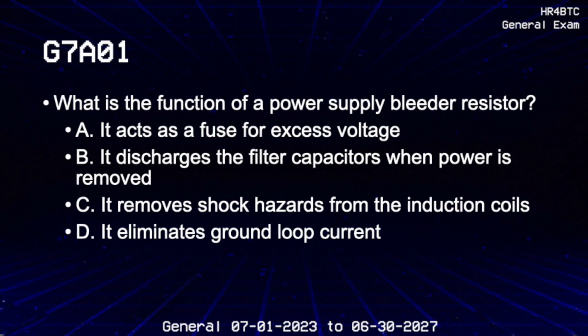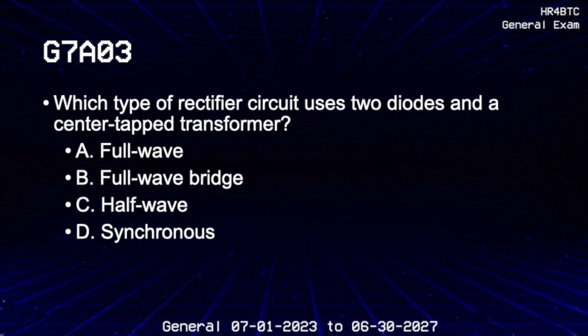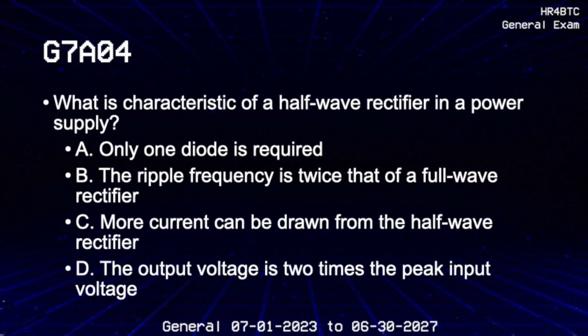What is the function of a power supply bleeder resistor? It discharges the filter capacitors when power is removed. Which of the following components are used in a power supply filter network? Capacitors and inductors. Which type of rectifier circuit uses 2 diodes and a center-tapped transformer? Full wave. What is characteristic of a half-wave rectifier in a power supply? Only 1 diode is required.